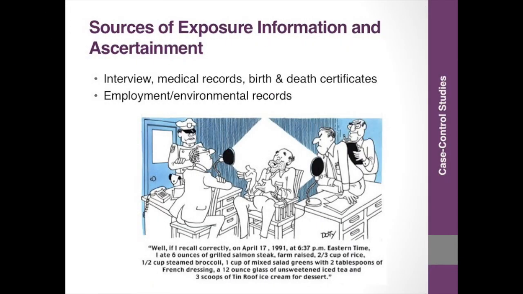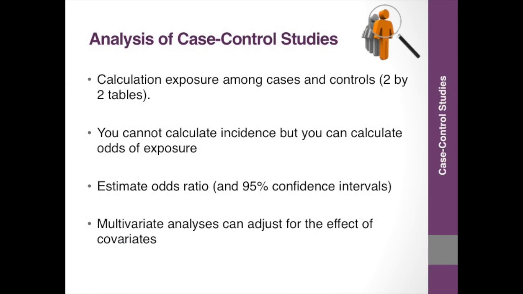Exposure status should be measured the same in cases and controls, and usually assessment includes interviews, medical records, employment or environmental records, or birth and death certificates, among others. Analysis of case control studies include the calculation of exposure among cases and controls using 2 by 2 tables.